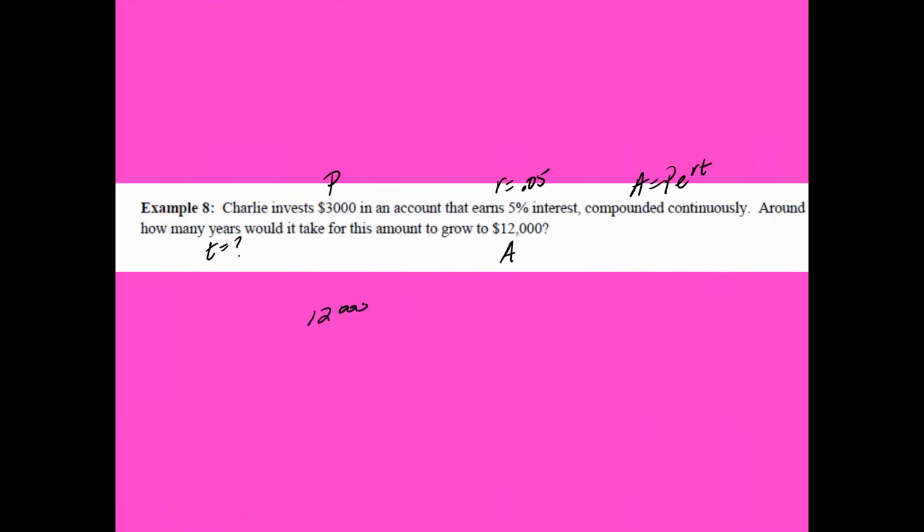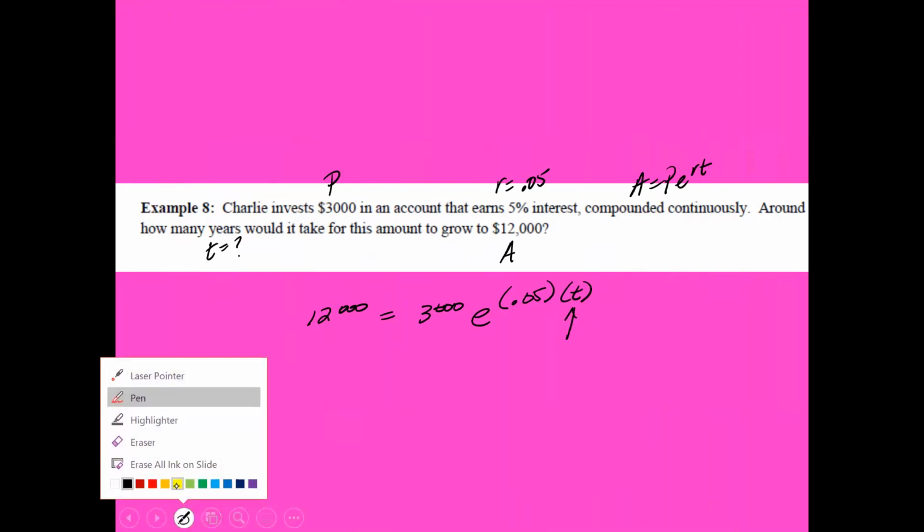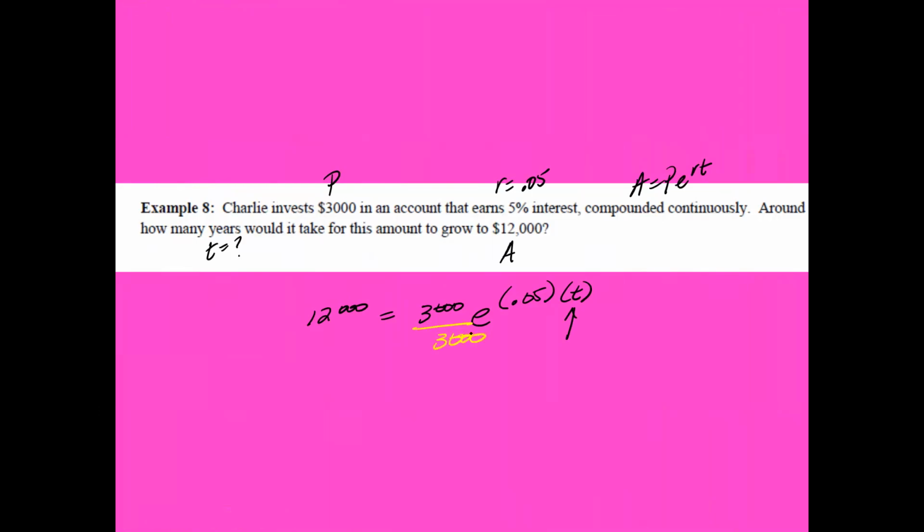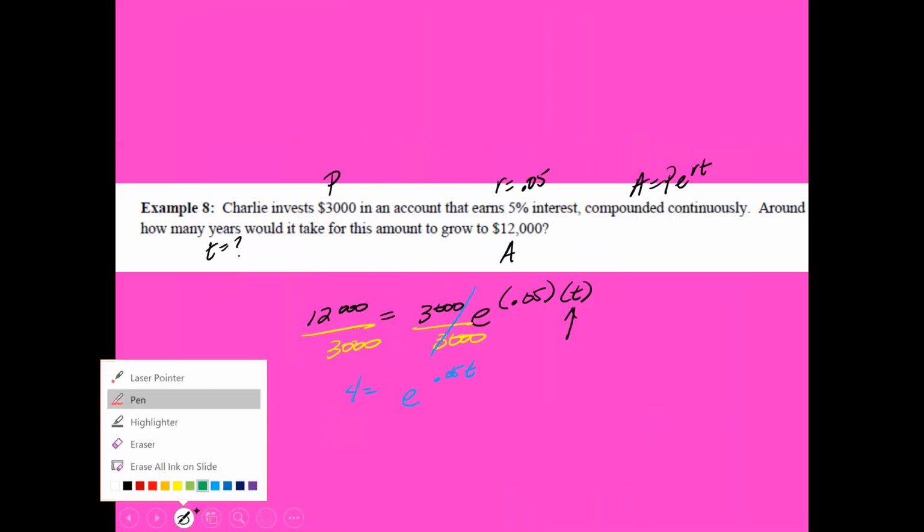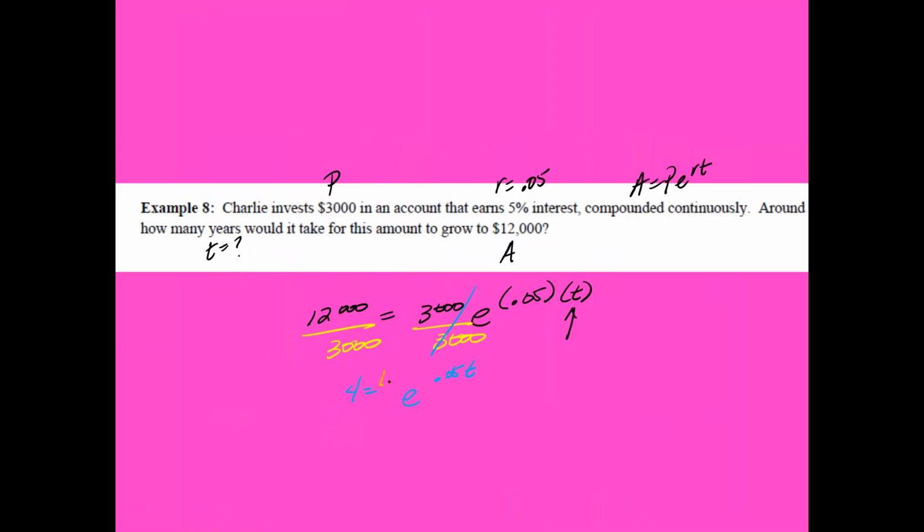So let's set this up. $12,000 equals 3,000 times e to the rt. So your goal here is to figure out t. First, you're going to divide both sides by 3,000, because the opposite of times is divide, and that gives you 4. E to the 0.05t. Now, you learned this before. To get the exponent down, you have to put an ln on both sides.